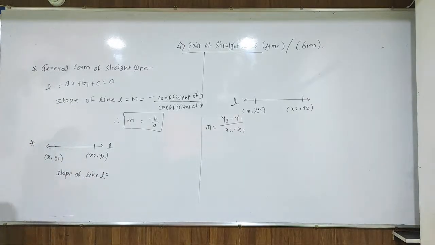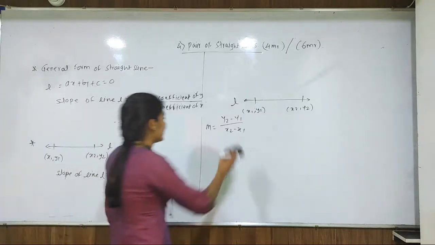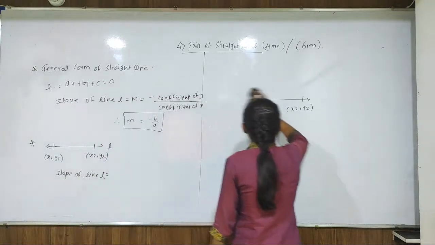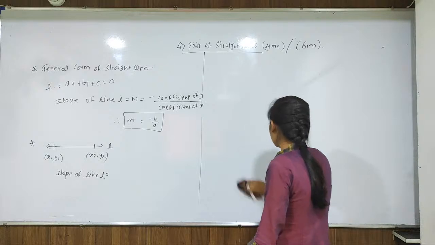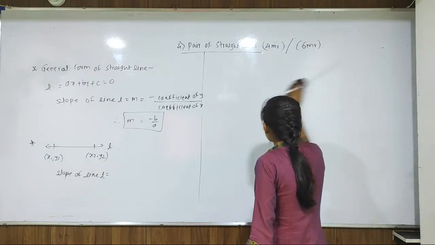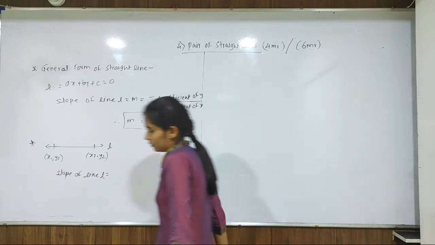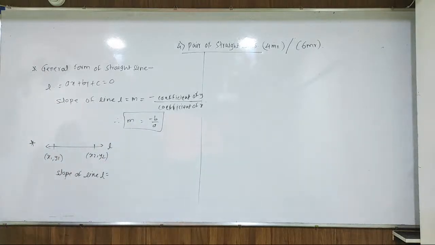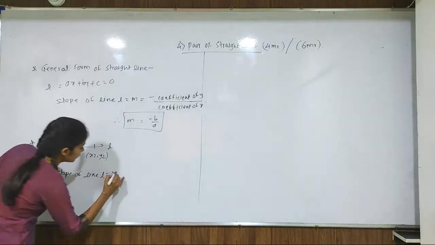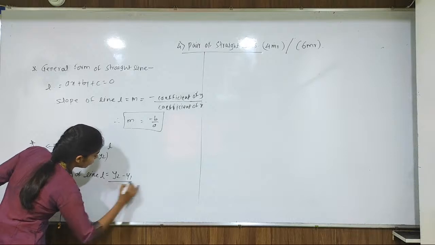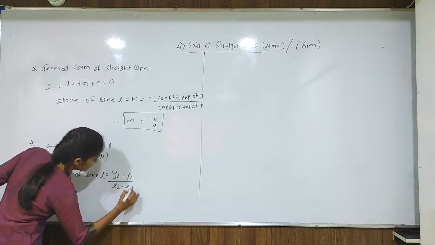Now what will be the slope? One straight line is given, and on the straight line there are 2 points, x1 y1 and x2 y2. Now you have to find the slope of this line. So it is y2 minus y1 upon x2 minus x1.